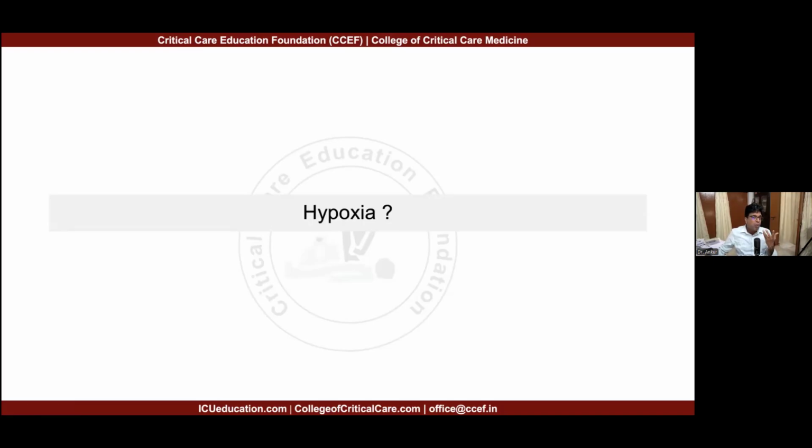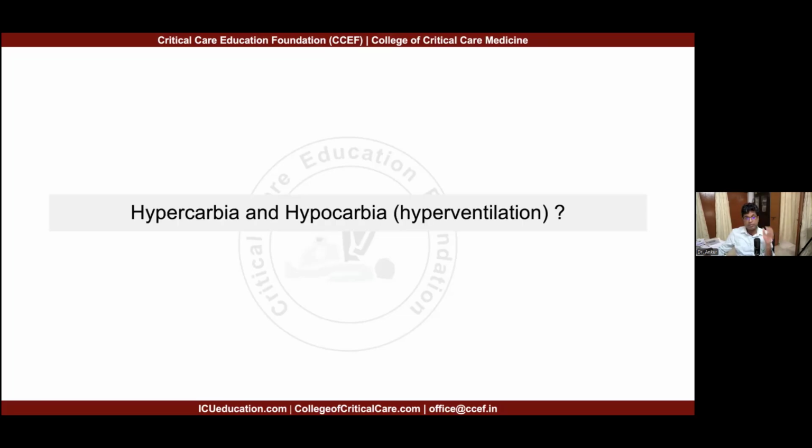Hypoxia: how much oxygenation level should you maintain? 100%? No. 94, 95 is fair enough. We should maintain that. Do not give hyperoxemia. In kids, hyperoxemia is very detrimental. Same in adults. When the blood brain barrier is damaged, oxygen radicals can damage the brain. So keep oxygen levels in the normal range. Don't over-enthusiastically chase it.